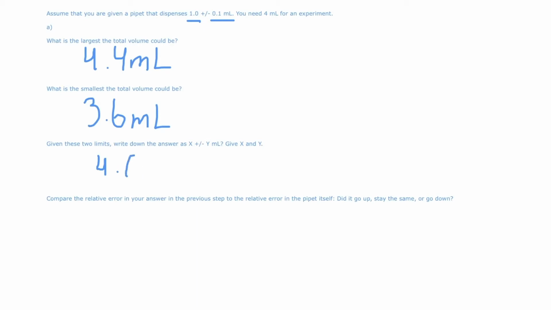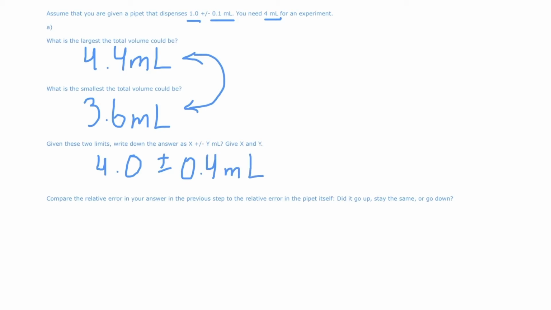okay, and that's going to be our x, and then we're going to put our error after that, okay, because we know we're getting 4 milliliters because this is our total volume for the experiment, and then the total possible error, which matches up with these two bounds, is going to be 0.4 possible on either side. And so that's the answer for this part.